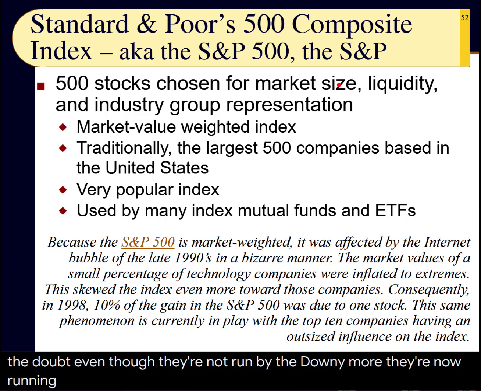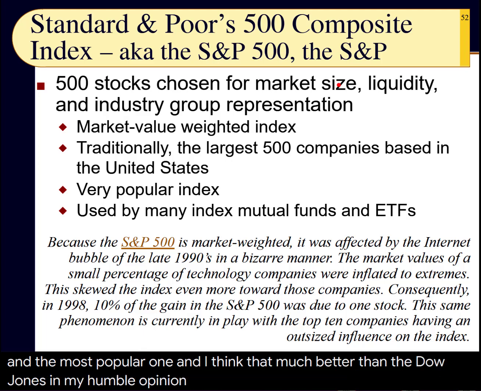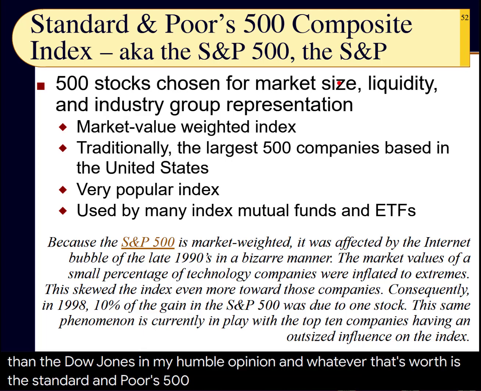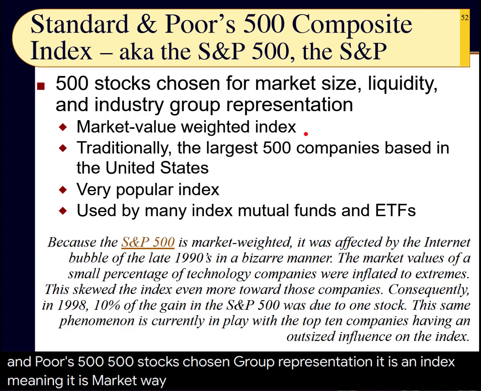They're now run by this company, Standard & Poor's, which has been around forever. The most popular one, and I think much better than the Dow Jones, in my humble opinion, and whatever that's worth, is the Standard & Poor's 500. 500 stocks chosen for market size, liquidity, and industry group representation. It is an index, meaning it is market weighted. Traditionally, this was the largest 500 companies based in the United States.